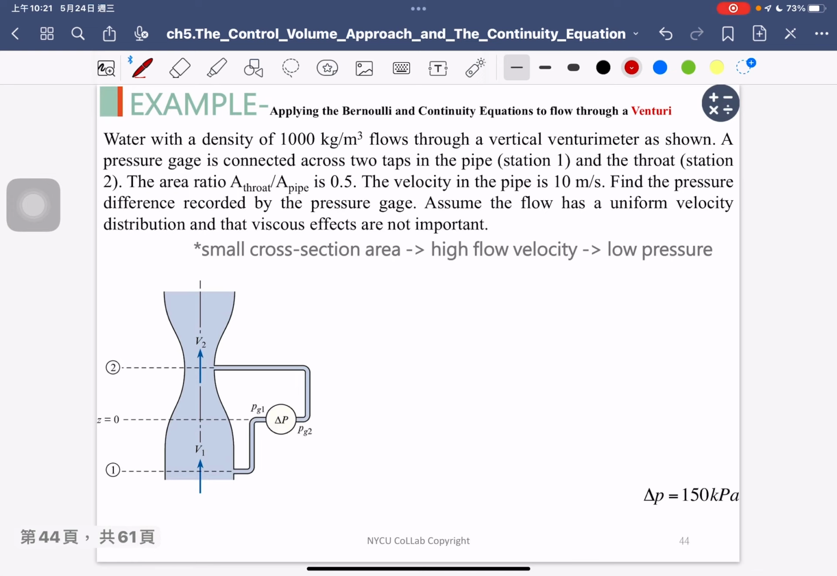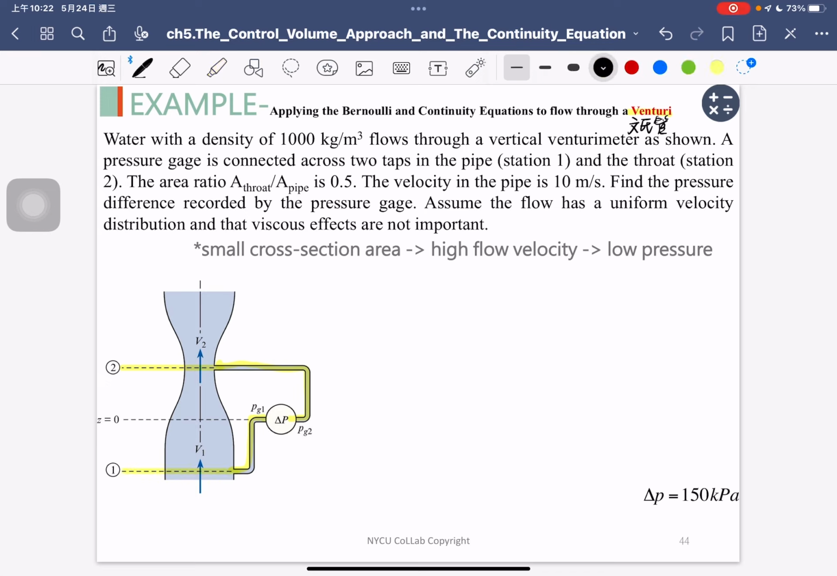So another question we discussed is the problem of the venturi. The factory, usually we call that in Chinese, indicates the cross-section area will change along the flow direction. And in the other question, if you mount the pressure gauge here, you can measure how large the delta P is at the different cross-section areas, cross-section 2 and cross-section 1.